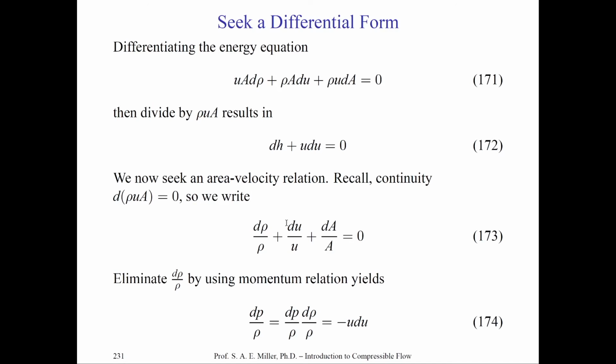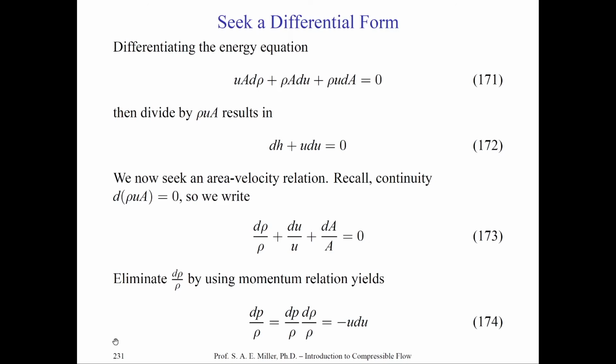So what does this equation mean? A small change in density divided by the present density, plus a small change in velocity over the present velocity, plus a small change in the stream tube area over the local area of the stream tube, should be balanced to zero. Beautiful.